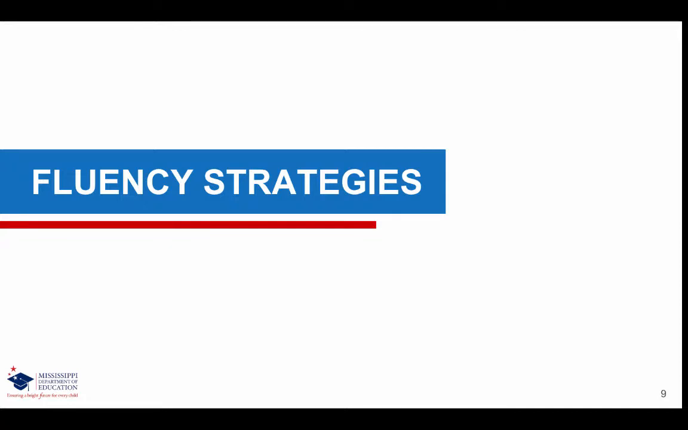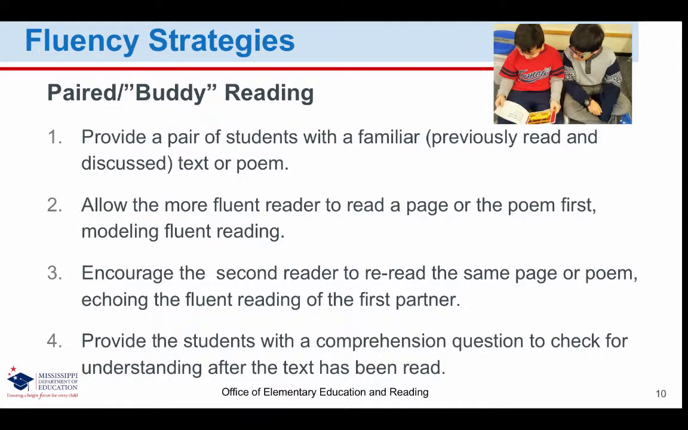Fluency strategies. Paired or buddy reading. Provide a pair of students with a familiar, previously read and discussed text or poem. Allow the more fluent reader to read a page or the poem first, modeling fluent reading. Encourage the second reader to reread the same page or poem, echoing the fluent reading of the first partner. Provide the students with a comprehension question to check for understanding after the text has been read.